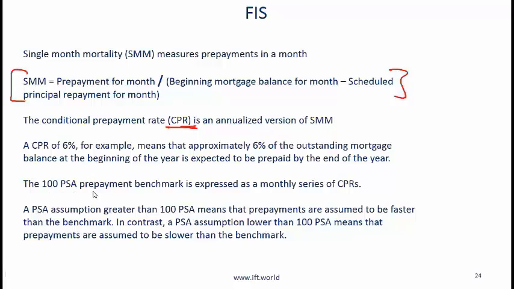The 100 PSA prepayment benchmark is expressed as a monthly series of CPRs. A PSA assumption greater than 100 PSA means that prepayments are assumed to be faster than the benchmark. In contrast, a PSA assumption lower than 100 PSA means that prepayments are assumed to be slower than the benchmark.